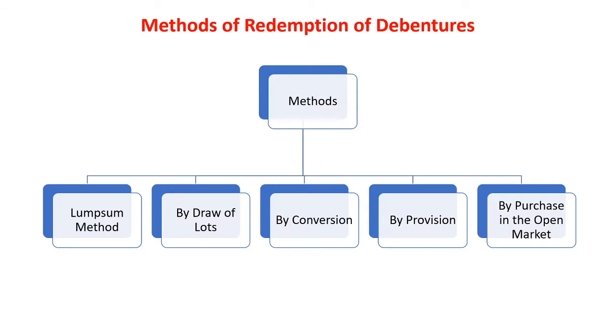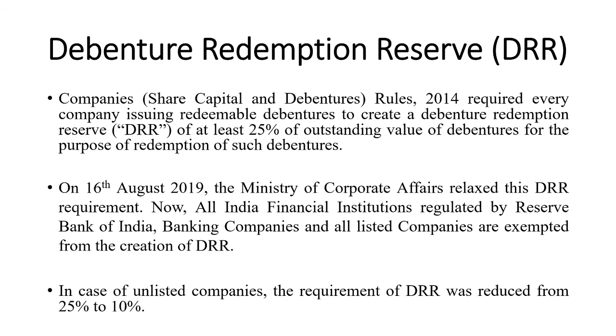Let us have an overview of the different methods for redemption of debentures. First method is lump sum method. Second is by draw of lots, by conversion, by provision, and by purchase in the open market. In this video, we will focus on lump sum method. Before discussing the journal entries of lump sum method, let us first study the concept of debenture redemption reserve.